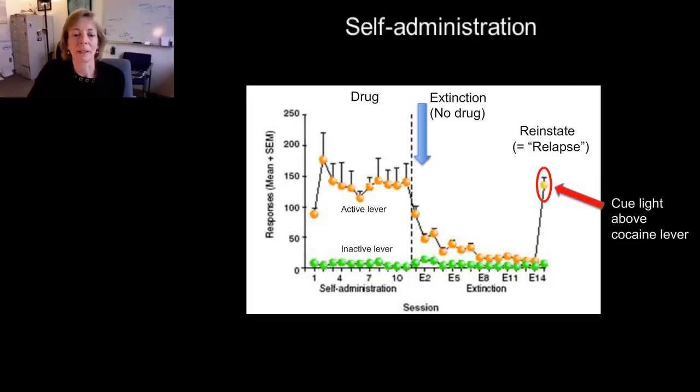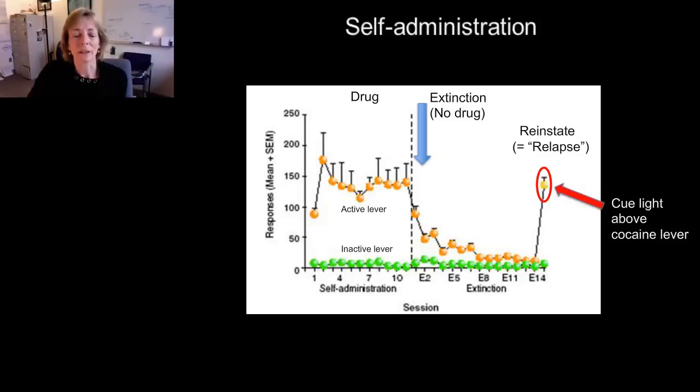So it would look something like this. This is just sort of an average self-administration protocol. On the left side, on the y-axis, is shown the responses. These are what we call active lever, the lever that gives cocaine. There's usually another lever in the box that gives nothing at all, called the inactive lever, shown at the bottom in green here. So the animal will fairly quickly, depending on the dose of cocaine, learn to press the lever for cocaine and maintain a certain level.